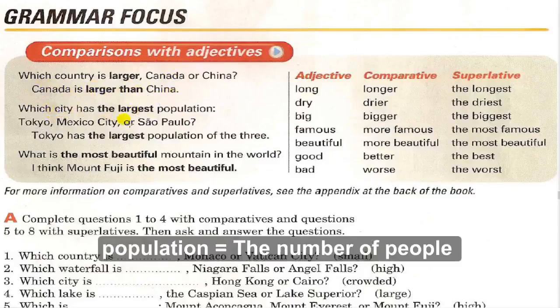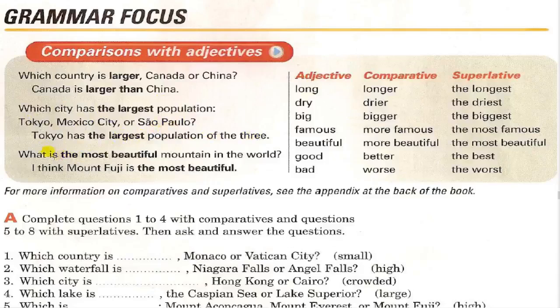Which city has the largest population? Population, the number of people. Tokyo, Mexico City, or Sao Paulo? Tokyo has the largest population of the three. So here you compare between one and the group, Tokyo and Mexico City and Sao Paulo. So you have three cities.